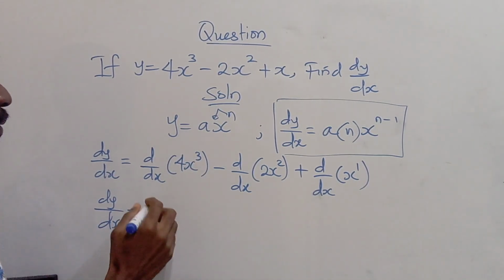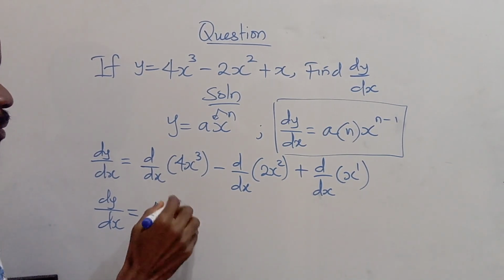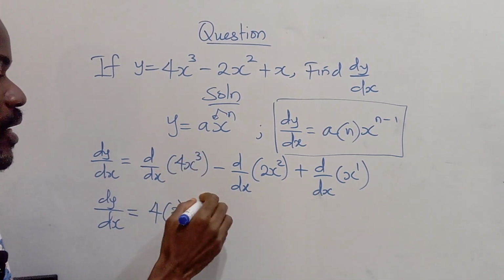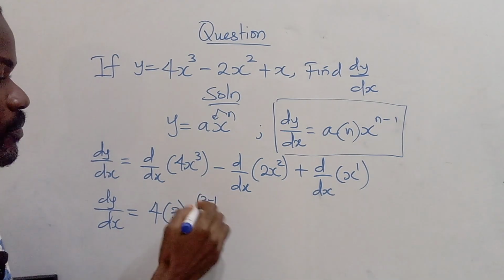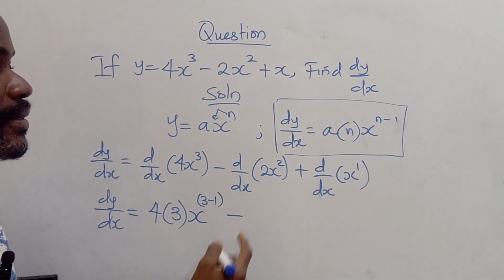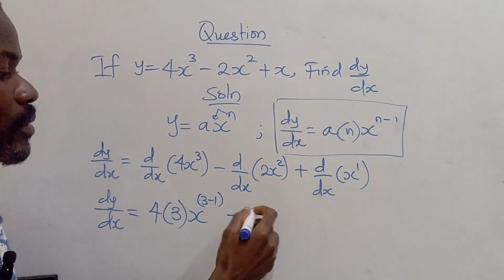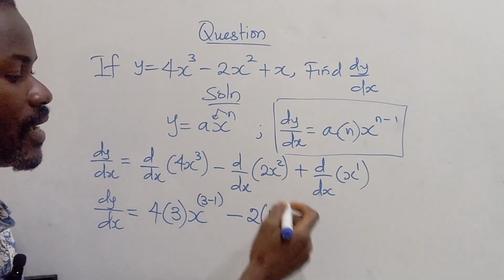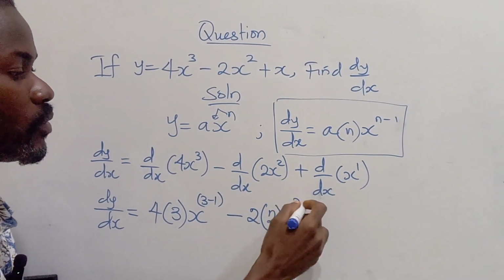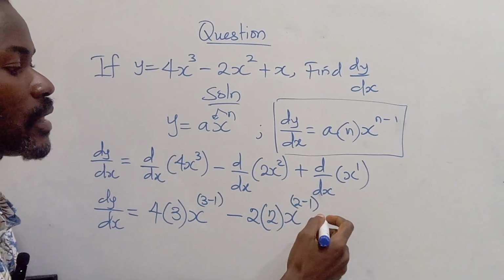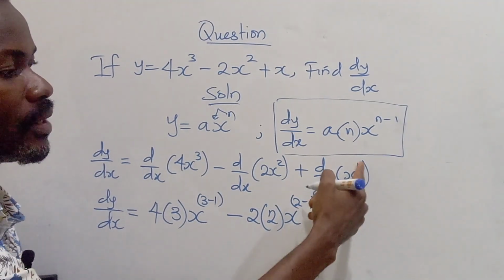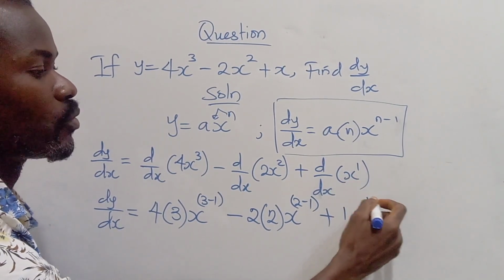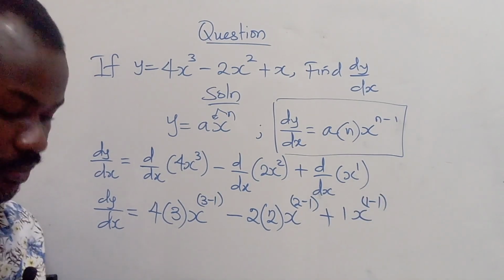is going to multiply the 4, so I have 4 multiplied by 3. Then we are going to subtract 1 from the power. Okay? So we have minus. And this 2 is going to come down to multiply the 2 we have as coefficient, and we are going to subtract 1 from the power. Now plus, okay, the 1 is going to come down to multiply x, and we are going to subtract 1 from the power. Alright?